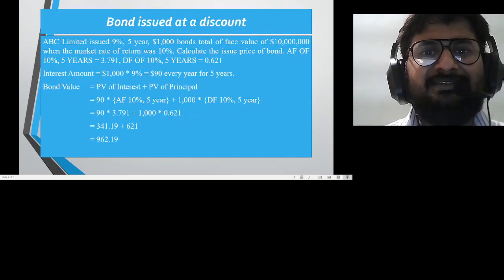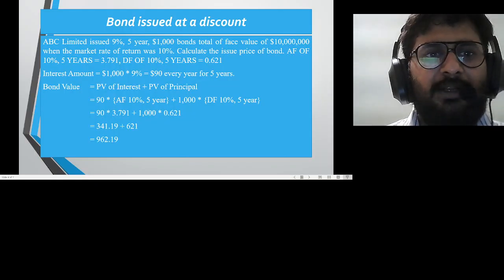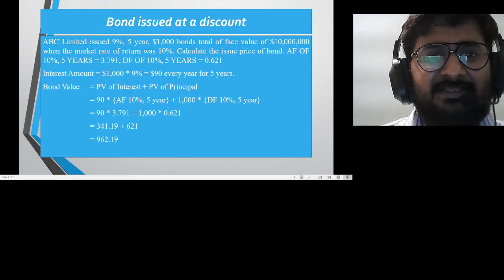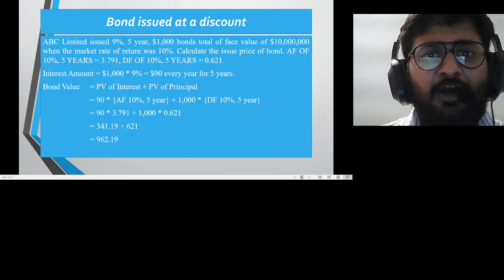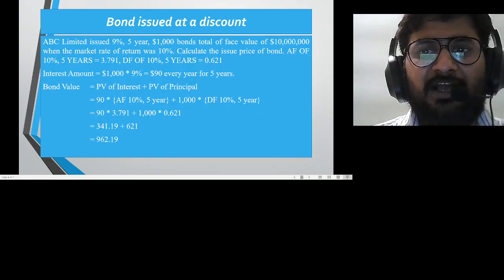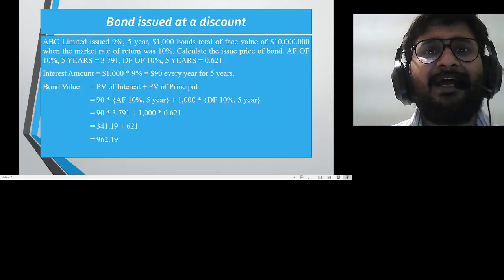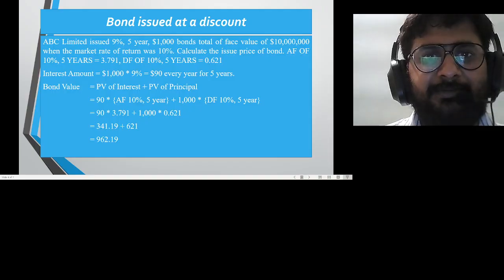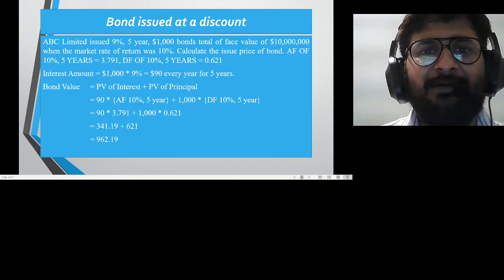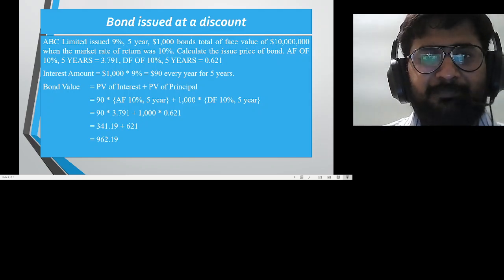First, let's see an example of a bond issued at a discount. ABC Limited issued 9%, 5-year, $1,000 bonds of total face value of $10 million. Now this is how bonds are written. What is 9% here? Coupon rate. The rate which the borrower, that is the borrowing company, will pay. What is 5-year here? The term of the bond.